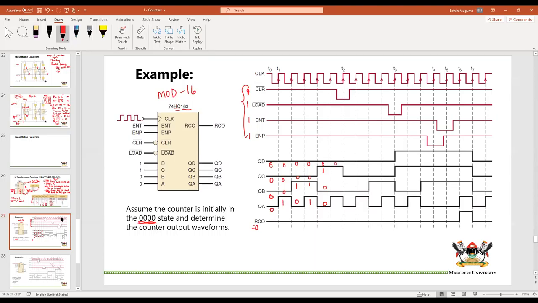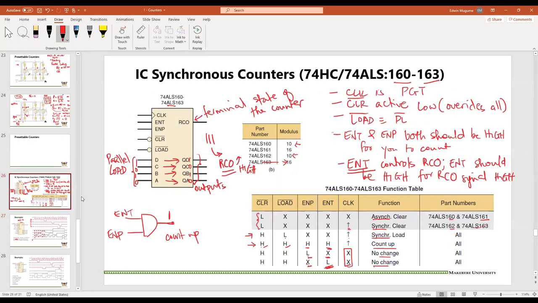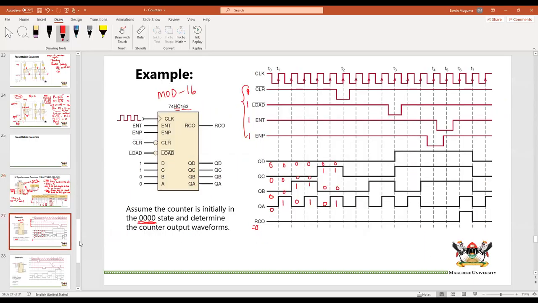Okay, so this is 0101. Now at this point we get a clear. What we need to determine is: is this asynchronous clear or is it synchronous clear? And we can go back here to see how the 74ALS163 behaves, and we can see that it does synchronous clear, meaning that yes, there is a clear input, but we have got to wait for the clock, okay?